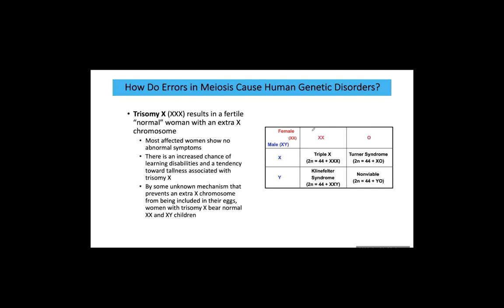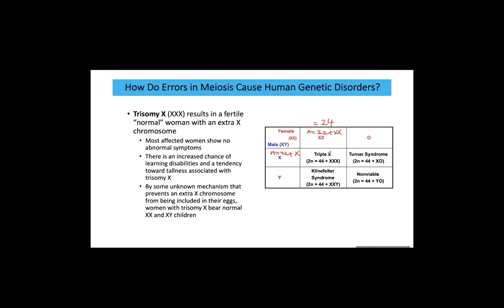Another human disorder resulting from non-disjunction is trisomy X, or triple X, which has the same meaning. So this gamete is n equals 22 plus XX. So how many chromosomes does it have? Haploid 24. And here is a normal one, n equals 22 plus X. If you combine them, you will have 44 plus XXX. These three copies of the X chromosome are called trisomy X, or triple X. It's the same meaning.